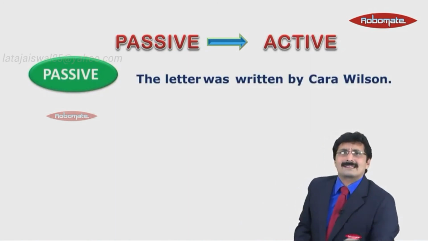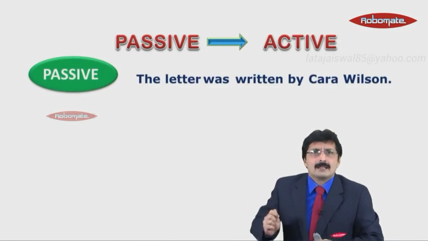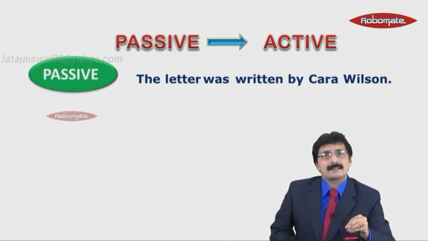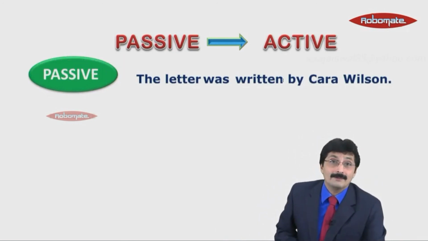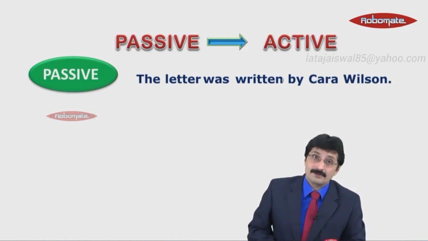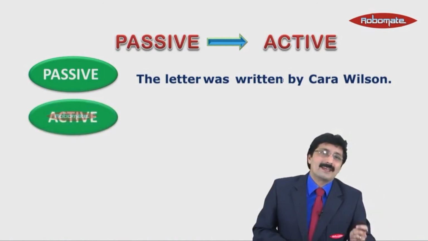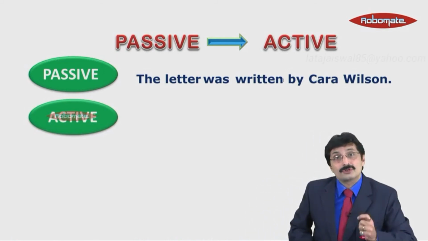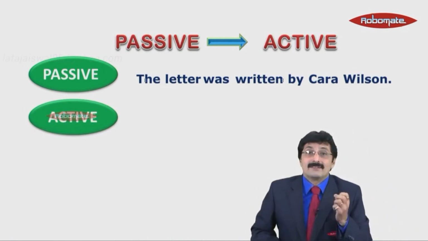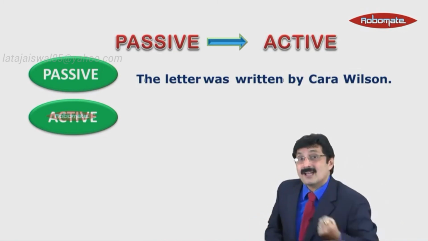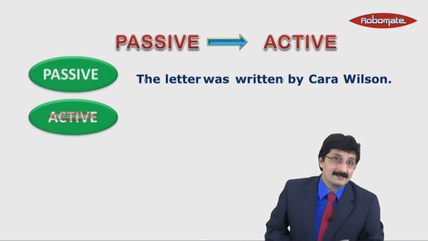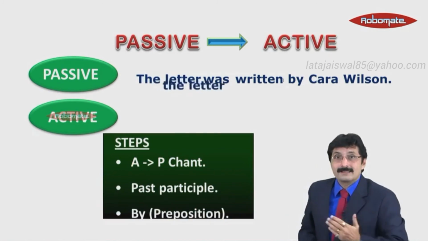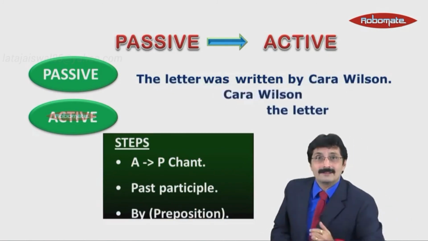Here we are. Let's take a sentence in the passive. The letter was written by Caro Wilson. How do I know this sentence is in the passive? Very, very simple. The letter is the subject and the subject is not doing any action. Now, we have to change this into the active voice. That means Caro Wilson has to start the sentence. Now, Caro Wilson comes on this side. The letter goes on that side.